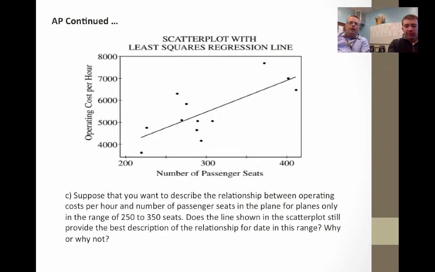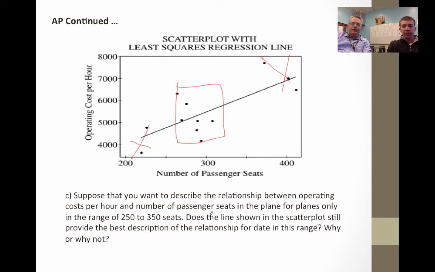Here's the cool question. This is the total AP twist. Suppose that we want to describe the relationship between the operating cost per hour and the number of passenger seats on the plane for planes only in the range 250 to 350. So we're taking these out, the top ones and the lower ones too. So imagine we only had that data set.